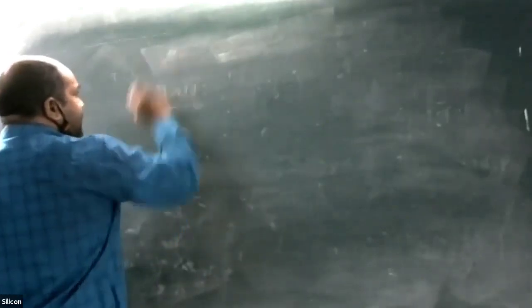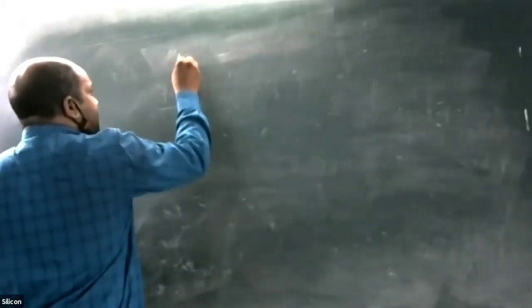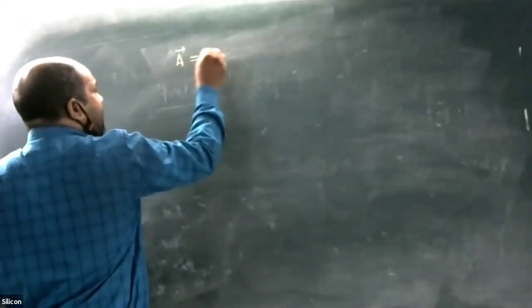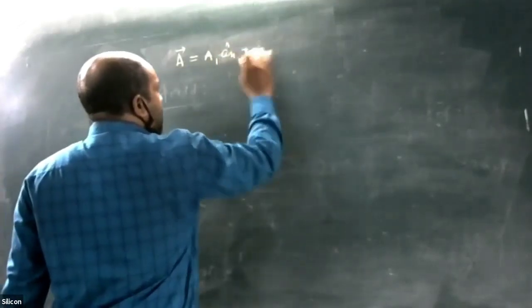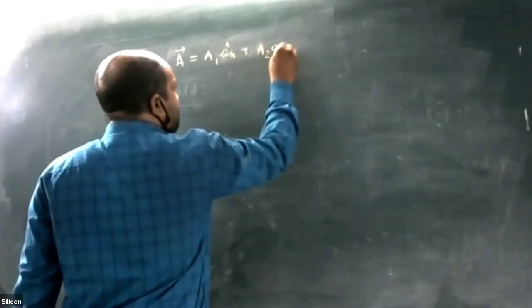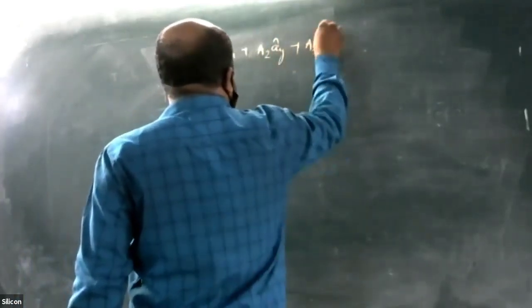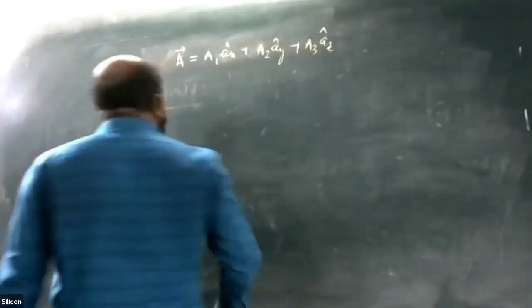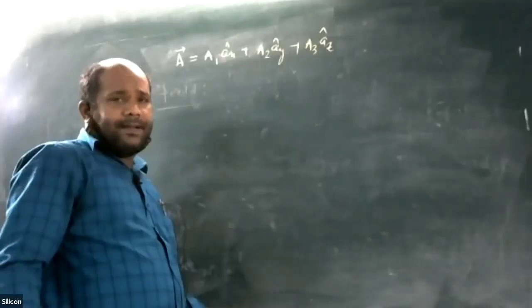Vector basically, you see, this is a vector, A vector. I am writing this A vector as A1 ax cap, A2 ay cap, plus A3 az cap. What is this ax, ay, az? Unit vector along X axis, Y axis and Z axis, right?